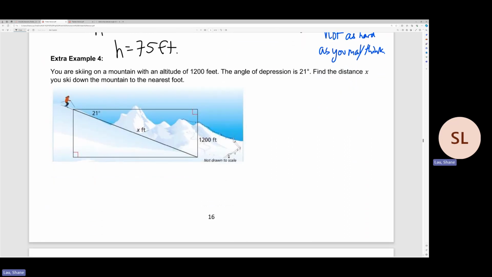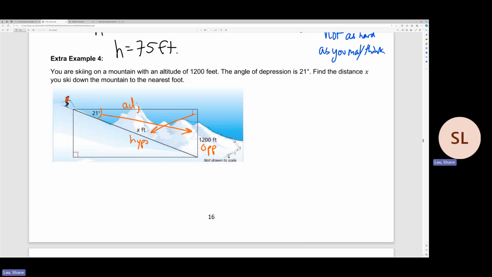And the last example here, again, really pushing the pace here because I have to do something during this period. But here it already tells us that we have an altitude of 1,200 feet and the angle of depression is 21 degrees. Find the distance x you see down the mountain to the nearest foot. So if I'm starting at this slope here, 21 degrees, go opposite away from it is 1,200. This is my opposite. Start at my 90-degree angle here on the right side, go to the opposite side. This is my hypotenuse, which means that this top side is our adjacent.